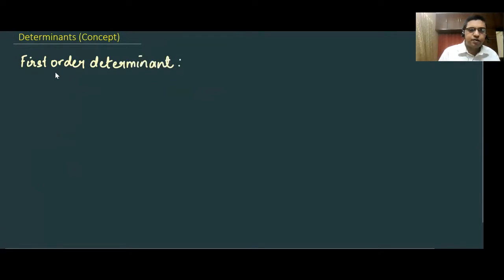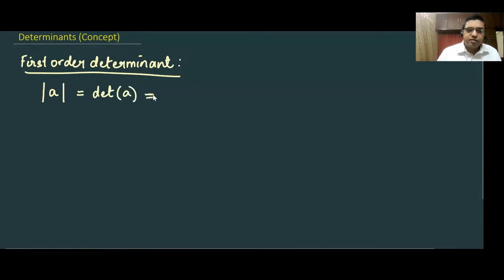Now, the basic determinant, the first order determinant, is defined like this. We write two straight lines, and the matrix or the element enclosed within two straight lines. We call it the determinant of A, or we denote it like this. So the determinant of a number or a scalar is the number itself. This is the basic definition of the first order determinant.